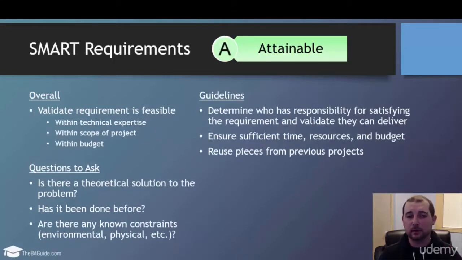Next is attainable. So the overall idea is you want the requirement to be feasible. You want it to be within the technical expertise of your company. You want it to be within the scope of the project, and you want it to be within budget.